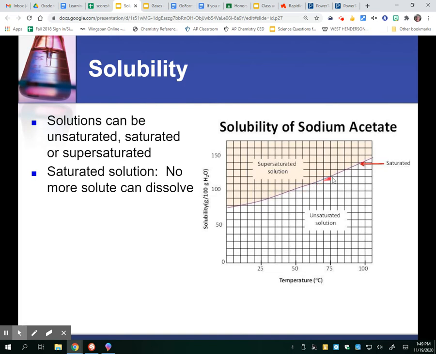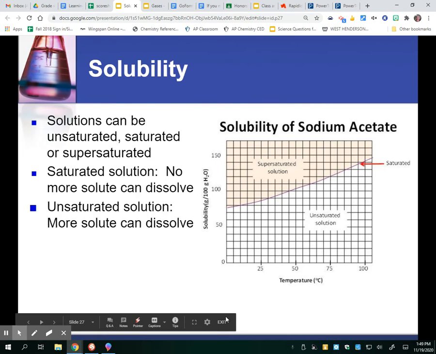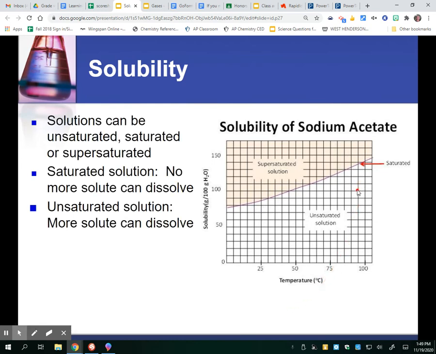So that means a saturated solution, those are the points that are on the line. That means they're holding that maximum amount at that temperature and no more solute can be dissolved. If you put more in, it's not going to dissolve and will just sink to the bottom of the beaker or container. An unsaturated solution means that more solute can dissolve. We've added some solute to the water and we've stirred, it's gone into solution. If we add more and stir, it's going to go into solution as well. Those are unsaturated solutions, so it's below the line on the graph.